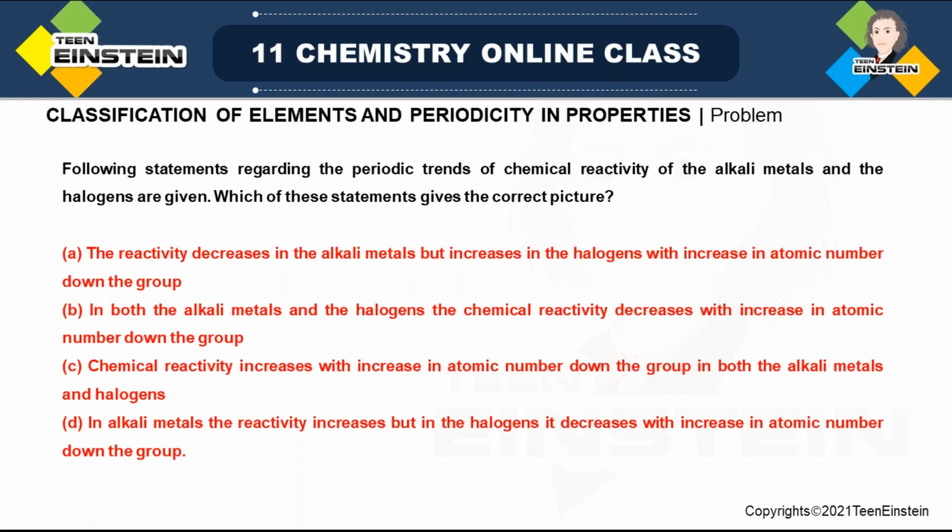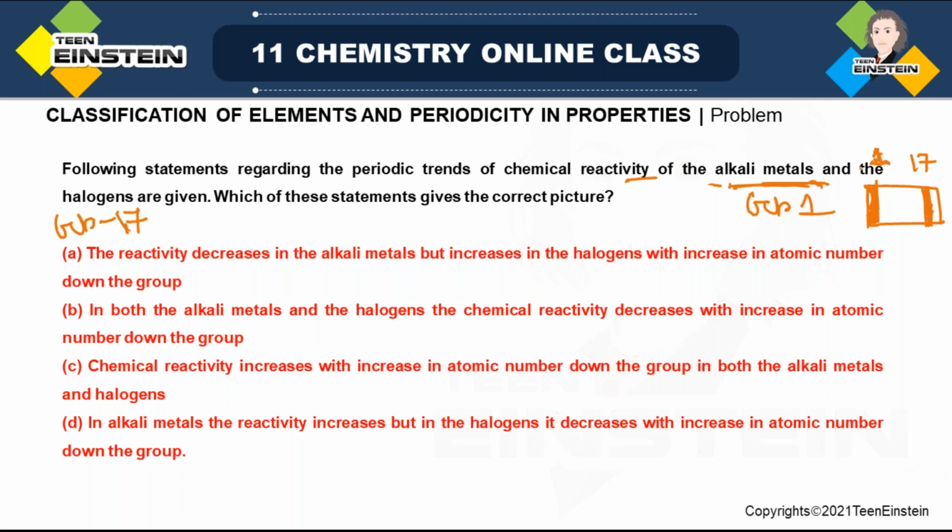Based on this chemical reactivity, whatever we have discussed, let's solve this. There are 4 statements regarding the periodic trend of chemical reactivity of alkali metals, that means group 1, and halogens, that means group 17. Two extremes, right? If I draw a periodic table, this is the group 1 position, and the extreme right is basically the noble gases. So group 17 is somewhere here.